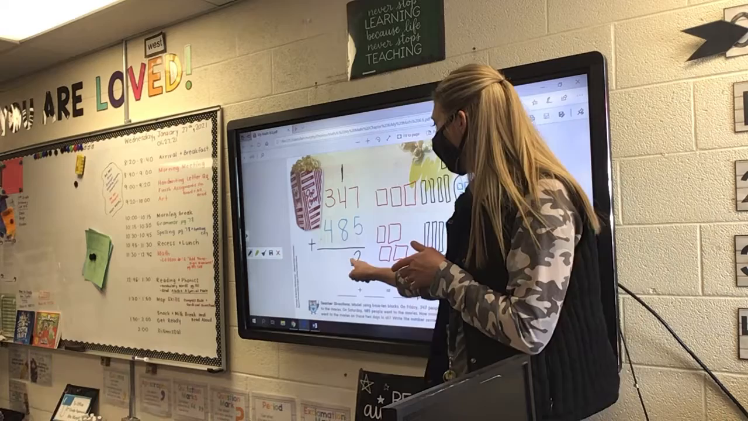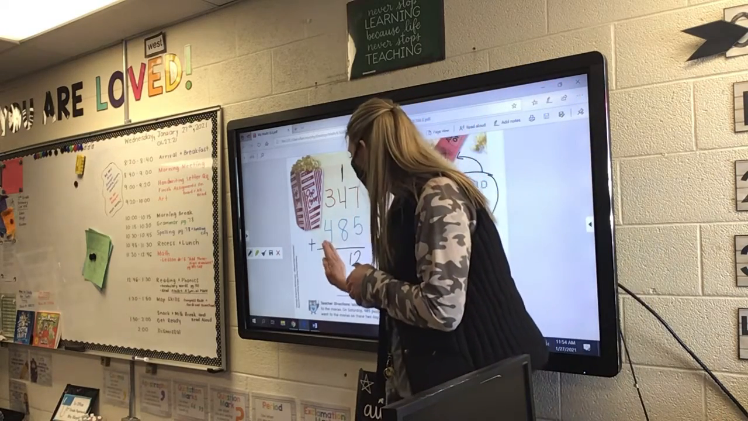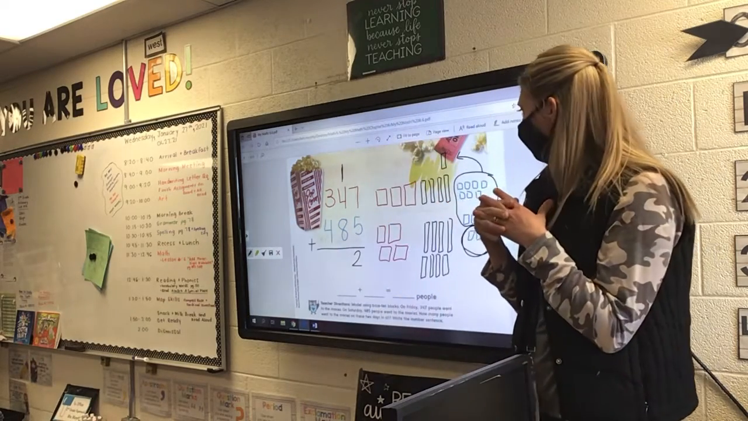So remember, I gotta put the 2 down there. And if you ever go like that, remember that that stick has to go up to the next column because we're carrying it. We're trading it. You know what? I'm done.